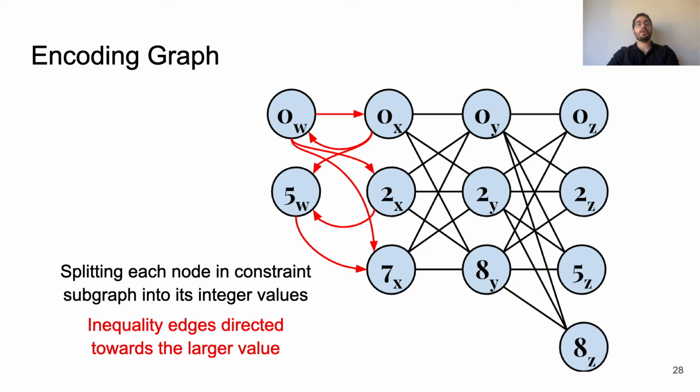In the encoding graph, inequality edges must be directed toward the larger values. Then Satune merges the nodes with the same value that are connected, so they all get the same encoding. For example, zeros are connected and they all will be merged.